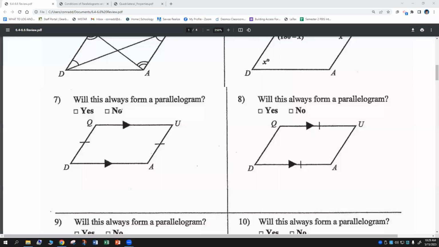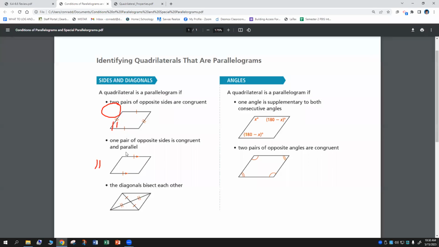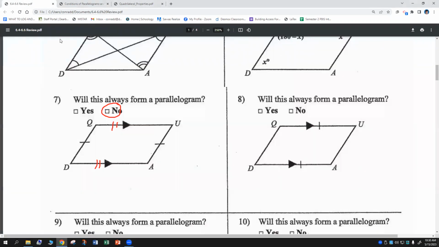So I'm going to say no here, right? We have one pair of opposite angles that's congruent and one pair of opposite angles that are parallel, but they need to be the same pair of opposite angles that's congruent and parallel. So if I look real quick at my diagram, it needs to be one pair of opposite sides that is congruent and parallel. It needs to be the same set of sides that's congruent and parallel.